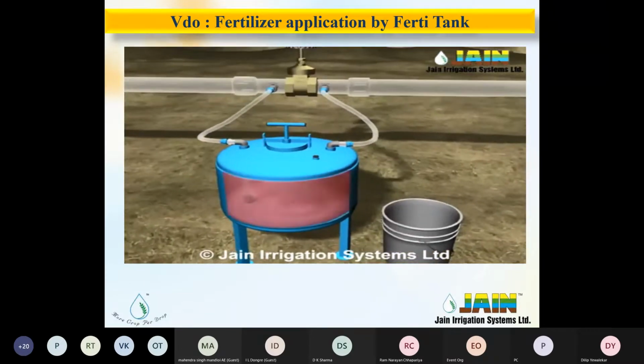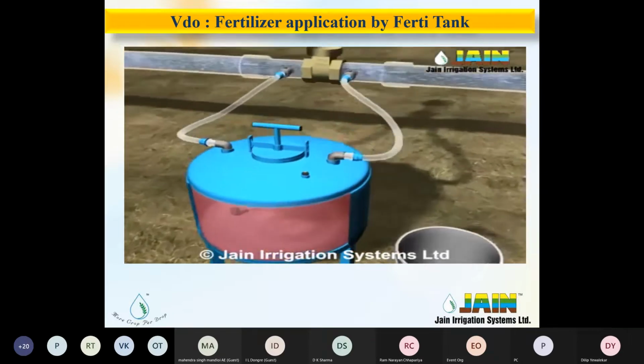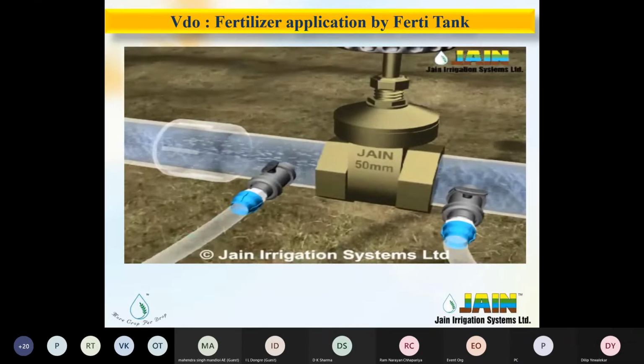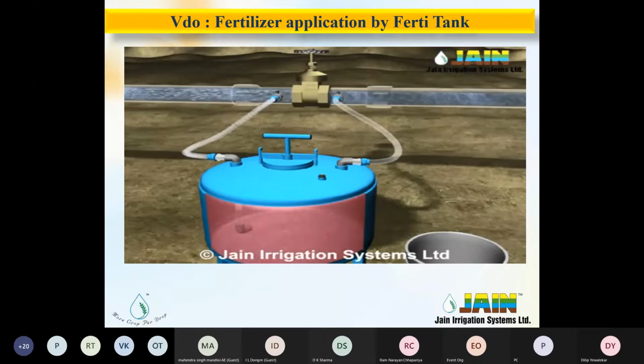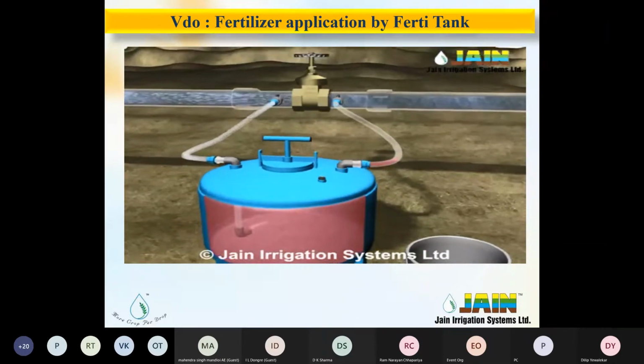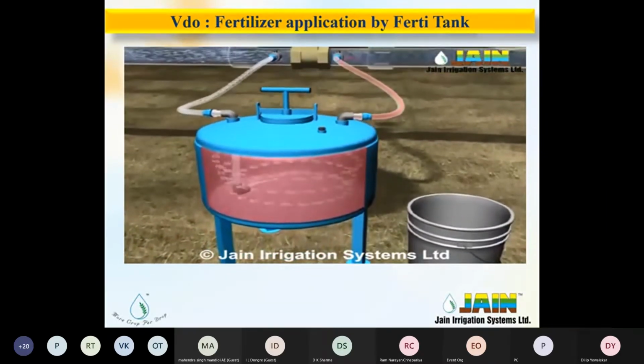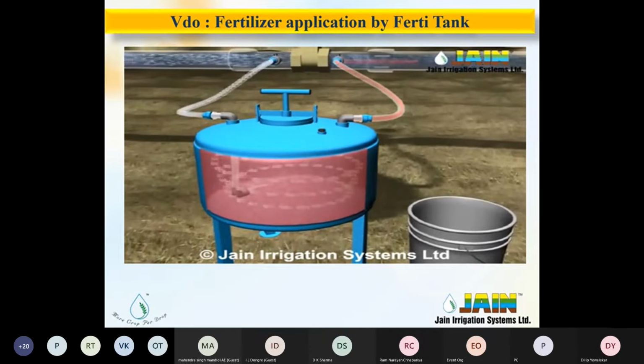And this mechanism is very simple. There is a gate valve. You adjust the gate valve in such a way that the water starts flowing through the tank, and along with the water, the fertilizer comes into the system. That means there is no need to apply the fertilizer by hand or manually. So this fertilizer tank helps to apply the fertilizer along with the drip water to the plant.